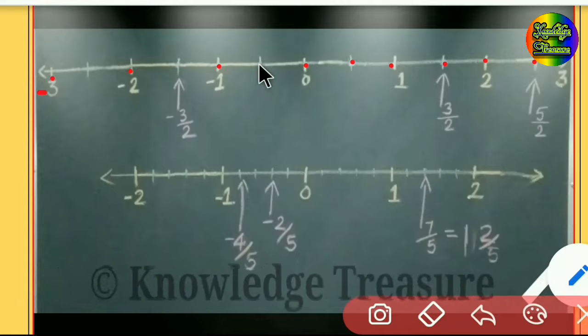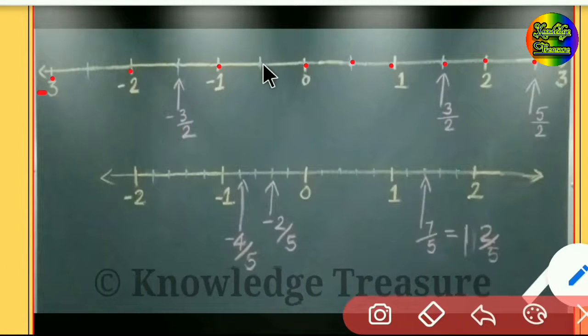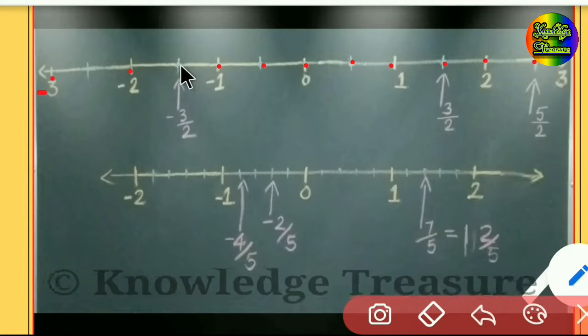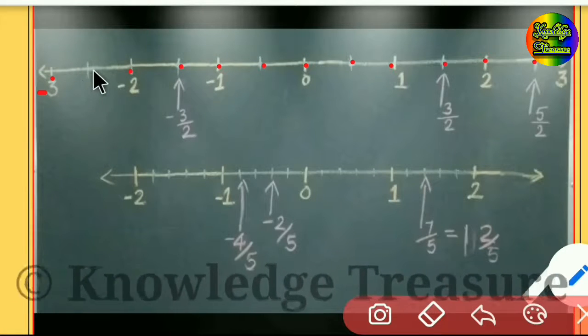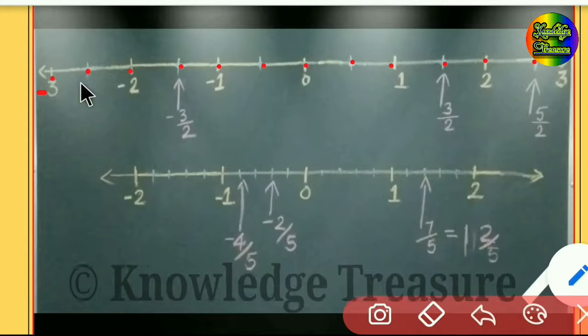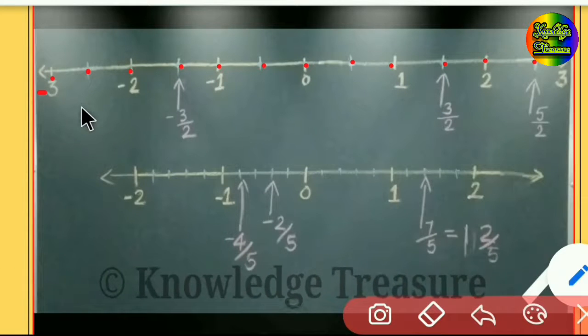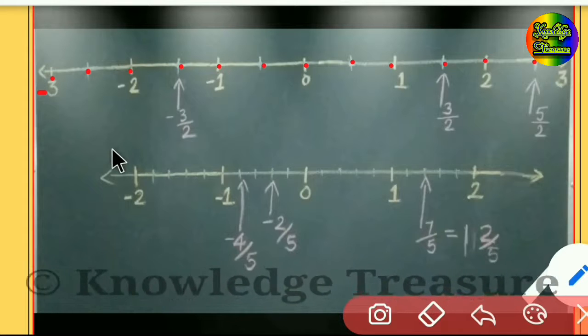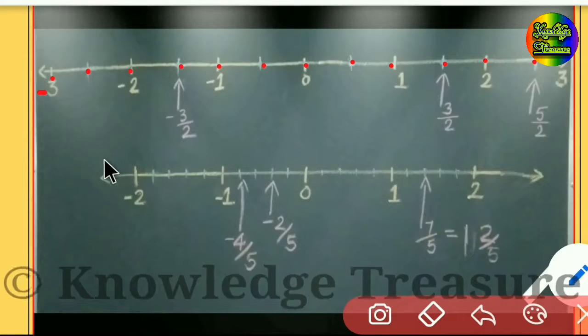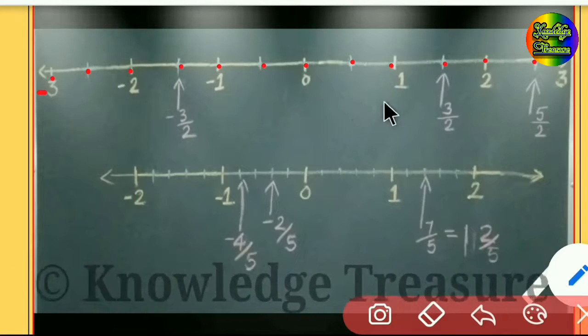Similarly, on the left hand side, from 0 to minus 1, it is divided into 2 equal parts. Minus 1 to minus 2, it is divided into 2 equal parts. Minus 2 to minus 3, it is divided into 2 equal parts, and so on. The next step is we have to show the number 3 upon 2. How you can write down 3 upon 2?